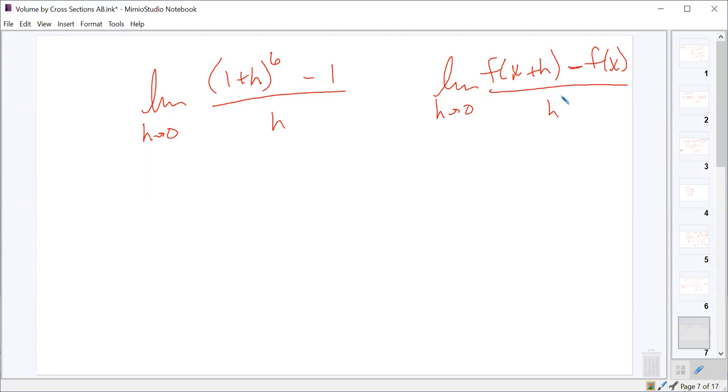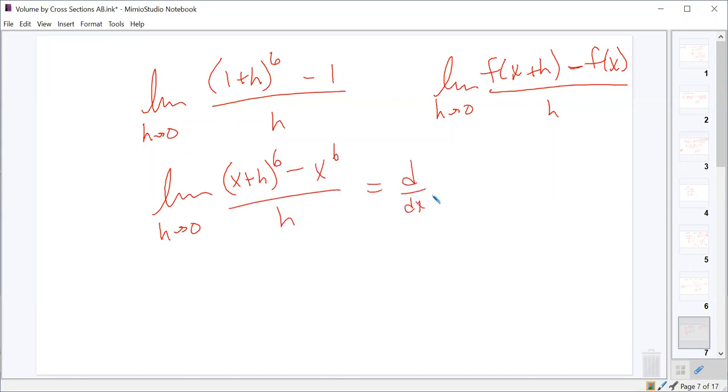And so we can see that the function we're given is something plus h to the 6th, right? Well, that's our x. So this is x plus h to the 6th, so this must be x to the 6th. So we're looking at the limit as h approaches 0 of (x plus h) to the 6th minus x to the 6th over h, which is the derivative of x to the 6th. And we want to evaluate that when x is 1. And so the derivative of x to the 6th is 6x to the 5th, at 1, which is 6.